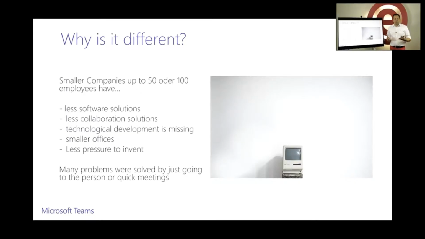First of all, smaller companies, when I say that, I mean about 50 or 100 employees, or maybe 150 employees, so very small companies where we have to adopt Teams. The main difference is that we have fewer software solutions in these companies than in enterprise companies. They're used to using one or two or three software solutions, and mainly not so many collaboration solutions. So the technical development is also missing. That's a shame, because maybe the administrators are not so far along adopting Teams or other technology developments.